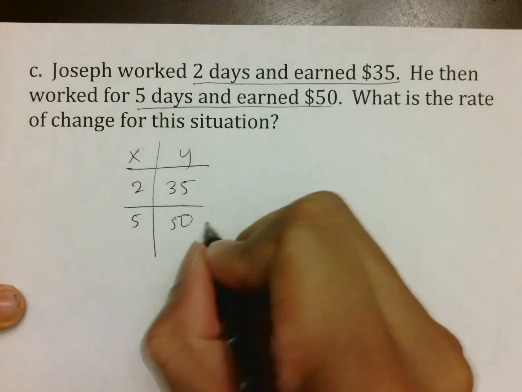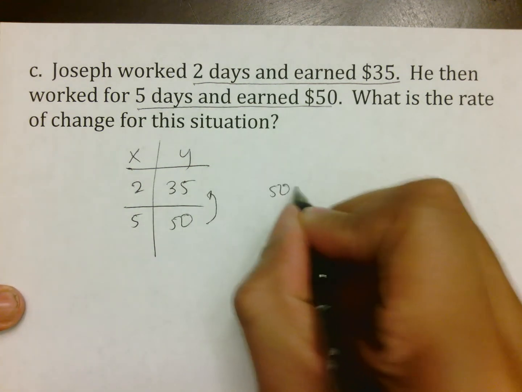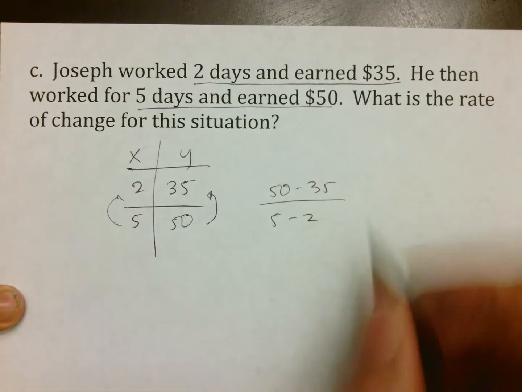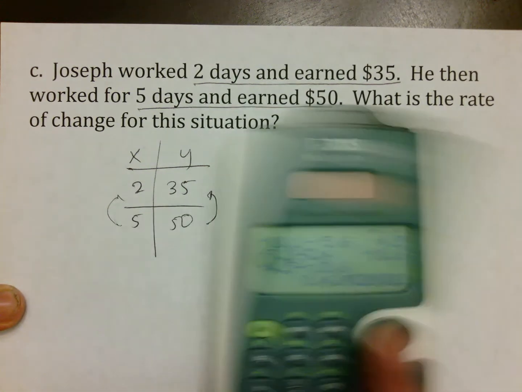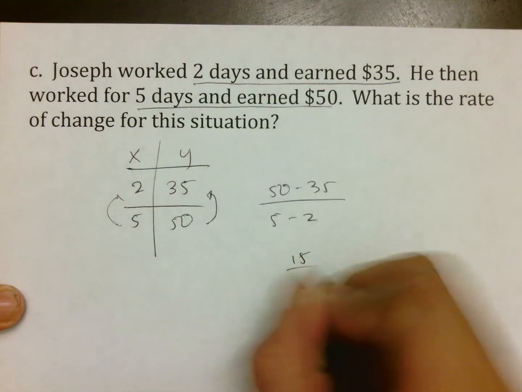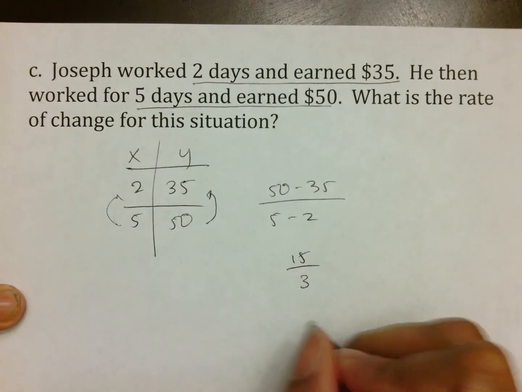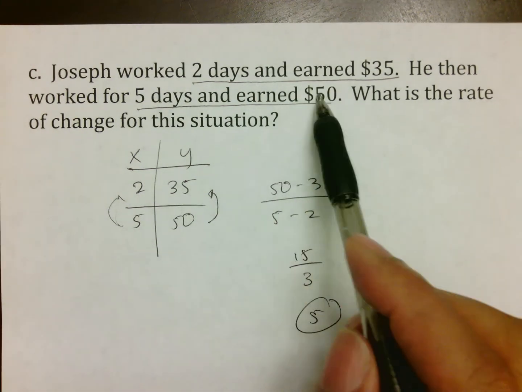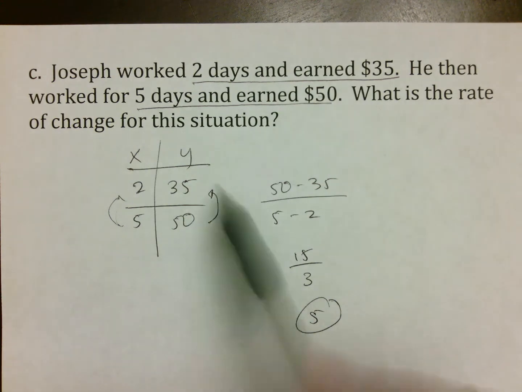And again, from there, once we're here, you do 50 minus 35 over 5 minus 2, which is 15 over 3, and 15 divided by 3 is 5. So again, that's how you do that. But again, notice all we did in all these problems would take our numbers, put them in table form, and then follow the same format we did yesterday.